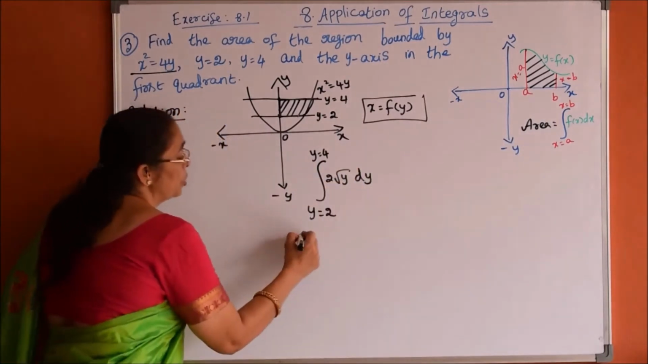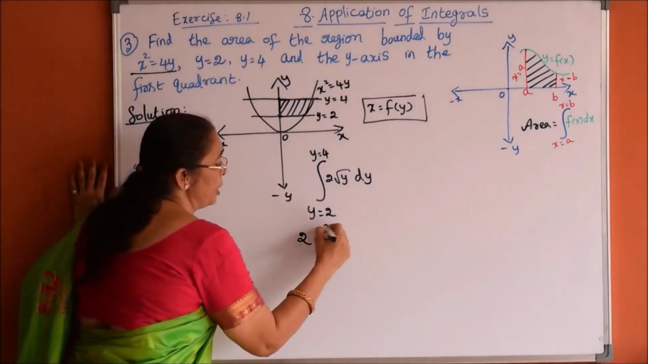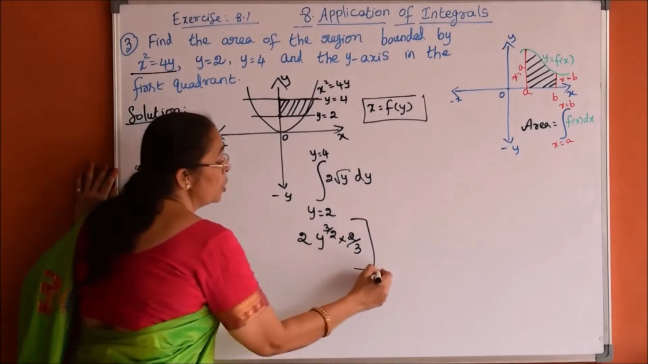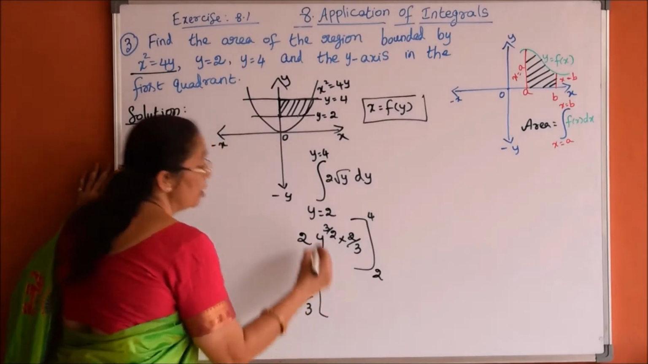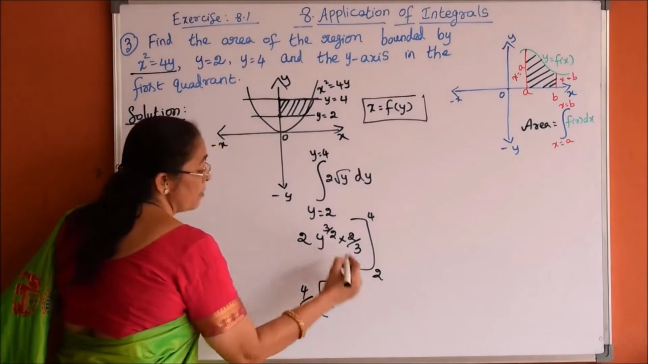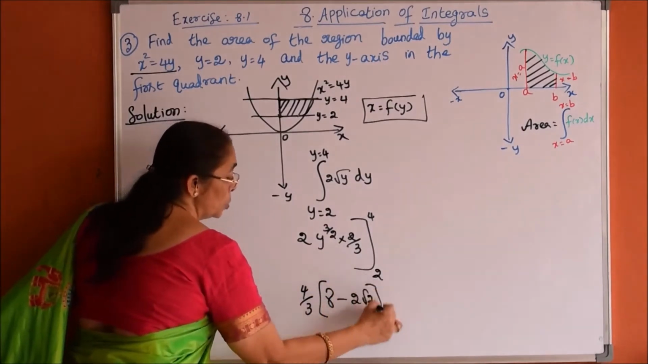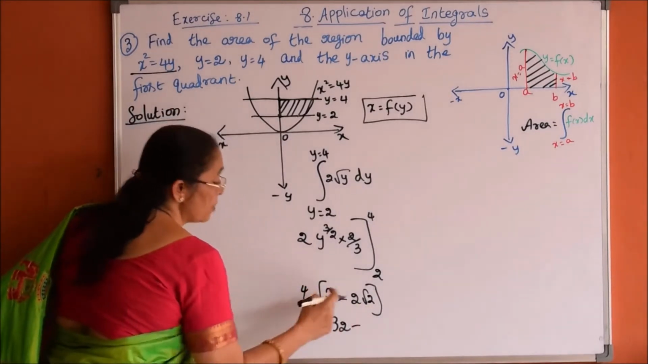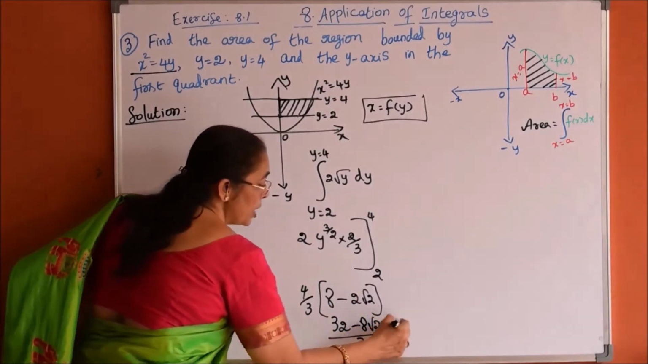So now 2 is constant, integration of root y, power half, which is y to the power of 3 by 2 into 2 by 3. The limits are varying from 2 to 4. So 4 by 3 is outside, y power 3 by 2, 4 power 3 by 2, which is nothing but 8 minus 2 to the power of 3 by 2, which is 2 root 2. So we can write this one, 32 minus 8 root 2 divided by 3 square units.